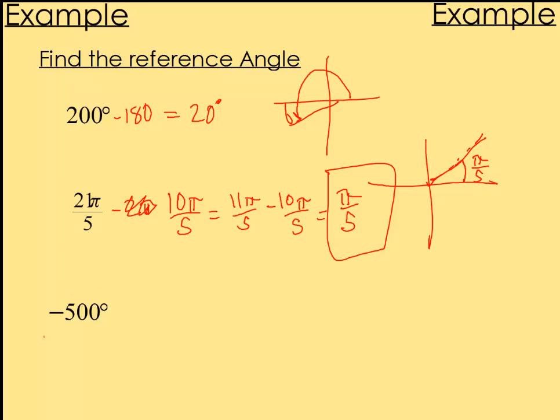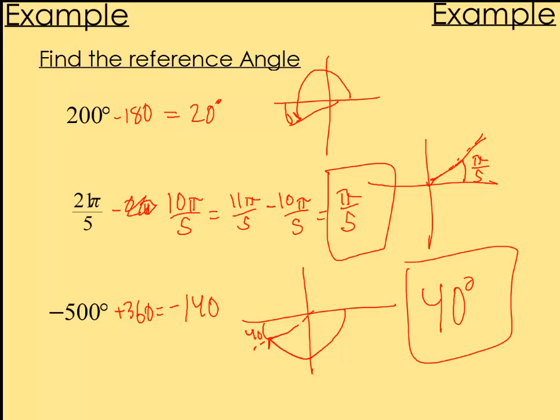Negative 500 degrees, let's add 360. We have to get a coterminal angle, so it'll be negative 140 degrees. If you're graphing that, I know this is negative 90, and negative 180 is the whole distance, so negative 140 is going to be about there. So you're going to be left with 40 degrees right here, so your reference angle is going to be 40 degrees. All right, that's it.